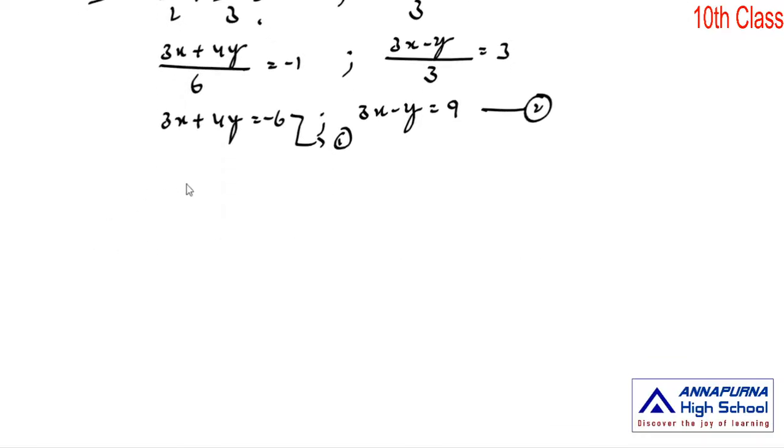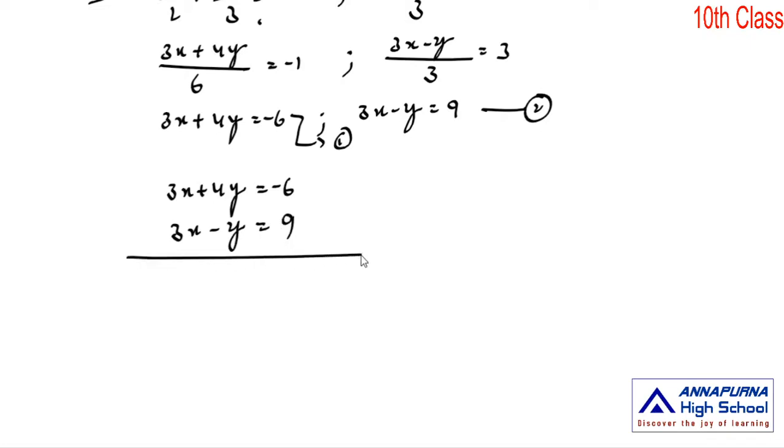Now let's solve these two equations by the elimination method. Write the two equations one by one: 3x plus 4y is equal to minus 6 and 3x minus y is equal to 9. This is the first equation and this is the second equation. Already the x coefficients are equal, so there is no need to multiply the equations by a number. Just observe the signs. Both have the same sign, so let's do subtraction. Subtract the second equation from the first equation, so change the signs of the second equation.